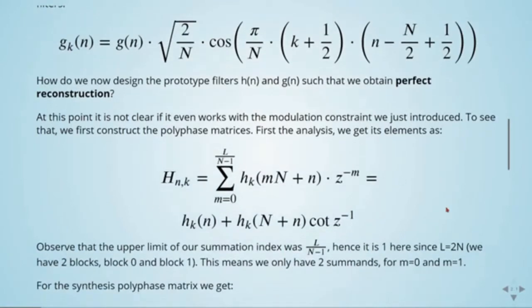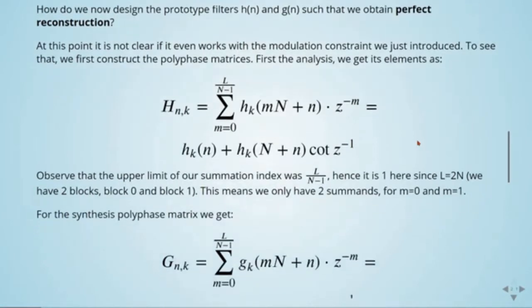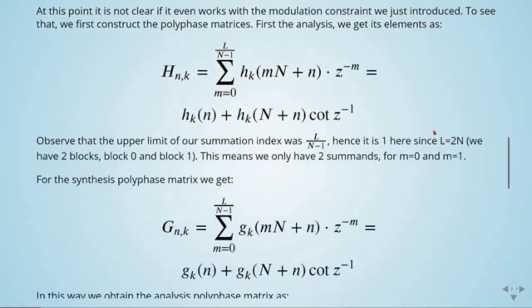Here is the analysis polyphase matrix, and we get its elements given by these equations here. Observe the upper limit of our summation index is L divided by capital N minus 1, and here it's equal to 1 because we have L equals 2N. So we have two blocks, block 0 and block 1. This means we only have two summands, for m equals 0 and m equals 1.